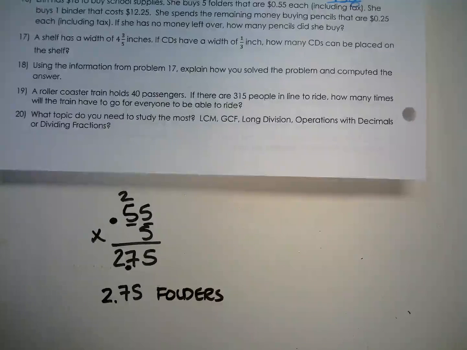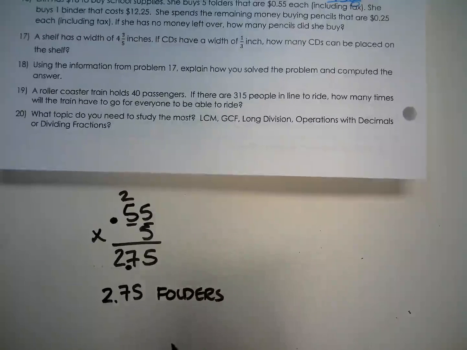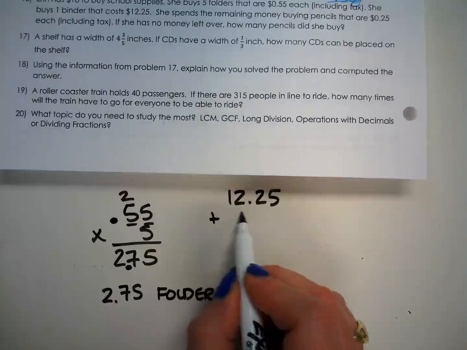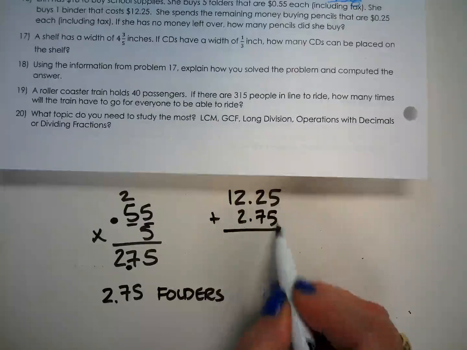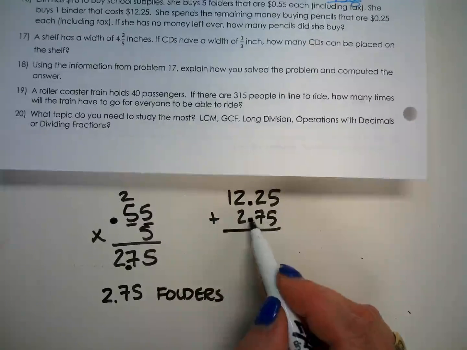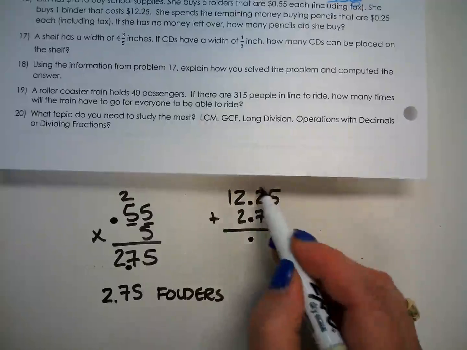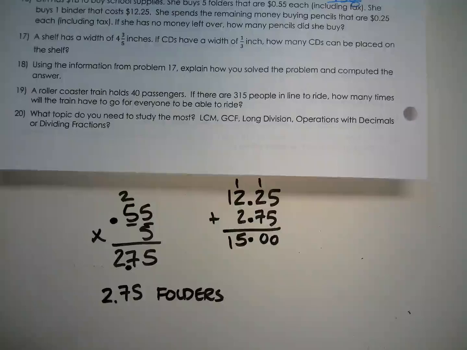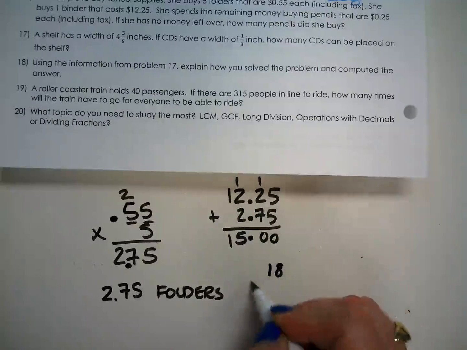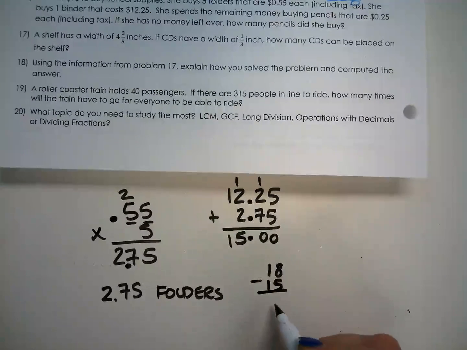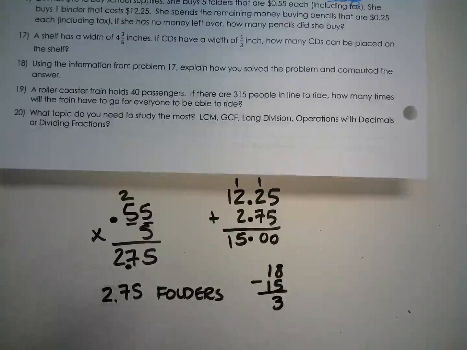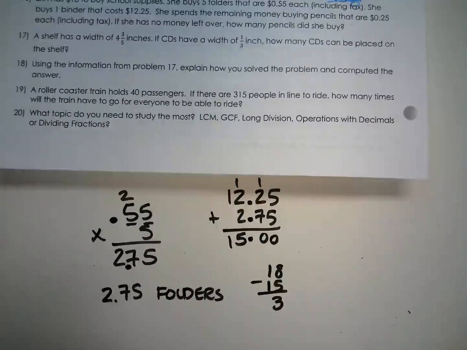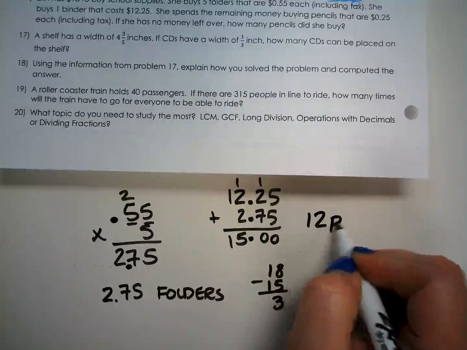Okay. Then we know that she buys 1 binder that costs $12.25. So we're going to take that $12.25. We're going to add it to the $2.75 that she spent on folders. And when I add, remember, we got to line those decimals up. Okay. Add them. And I get $15. She had $18 to spend altogether. So if I take the $18 and I subtract the $15, I'm left with $3. And we want to know how many 25 cents are in $3. Well, there's 4 quarters in $1. 4 times 3 is 12. So she can buy 12 pencils.